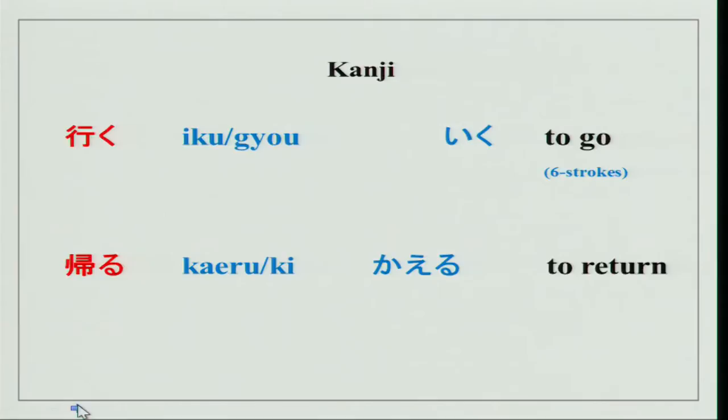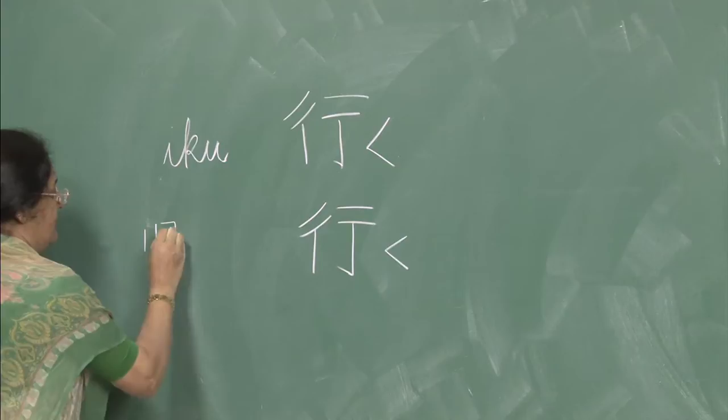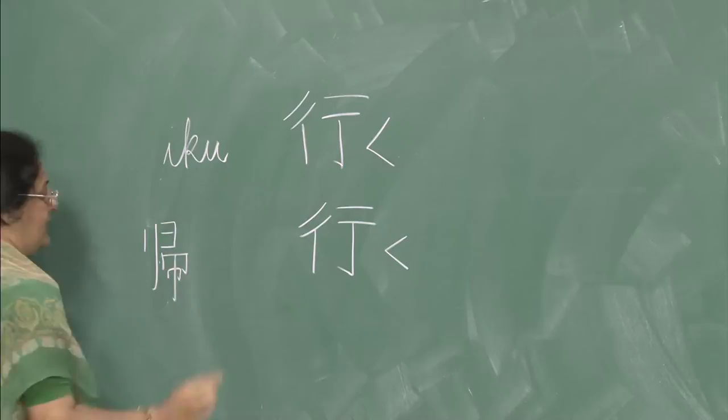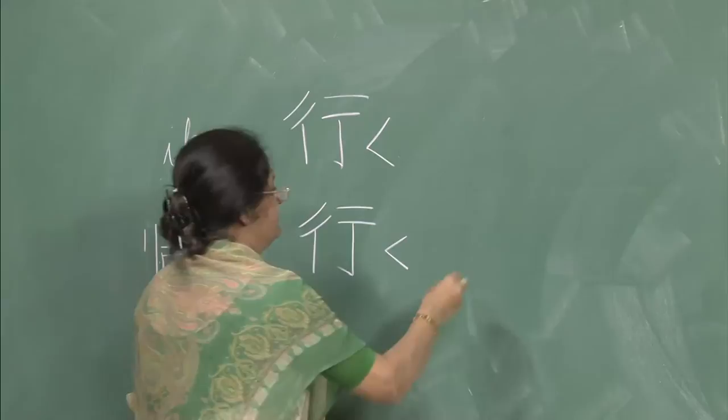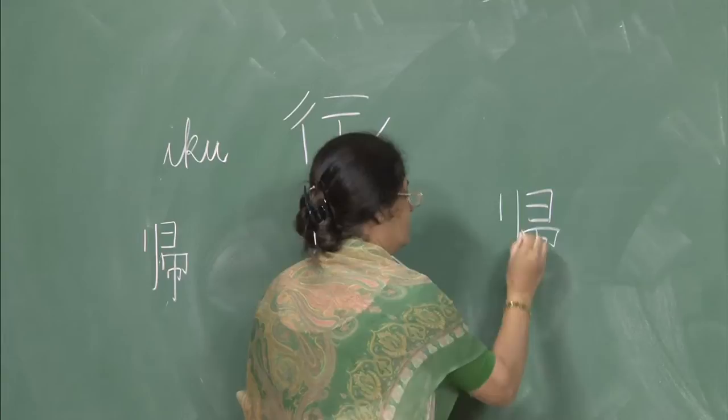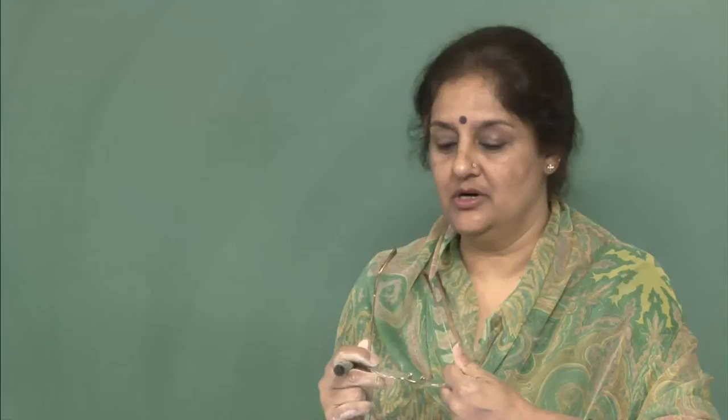Now the other one is kairu. Kairu is a 10 stroke character. So you can see kairu means to return. I'll draw it for you. Kairu. So 1, 10. So that's a 10 stroke character, which means to return. And please remember, you always return to your country, to your hometown, or to your house.